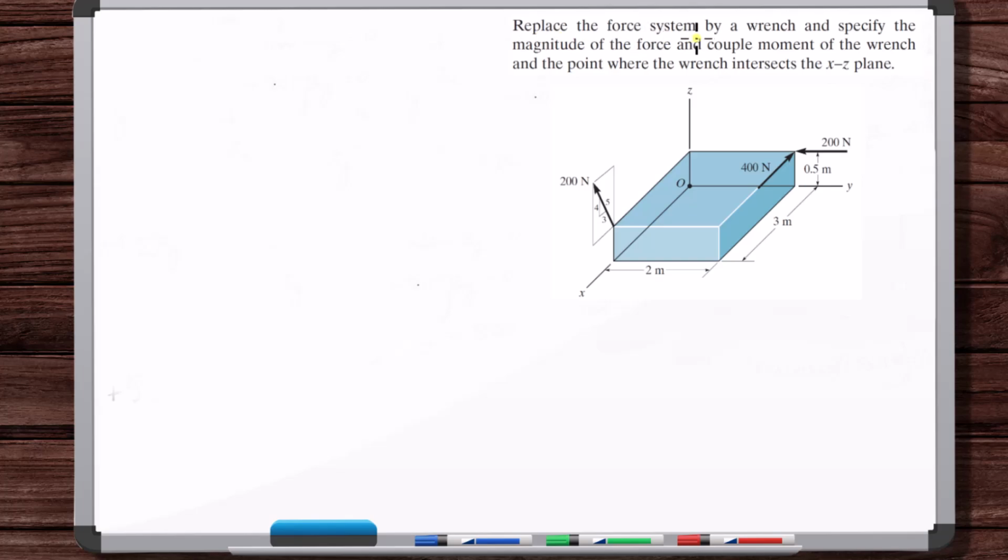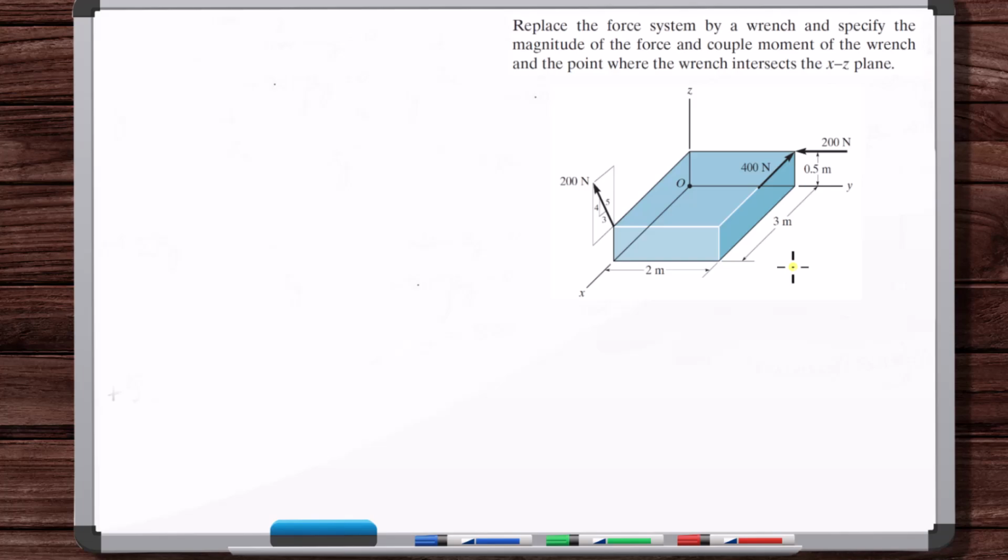Replace the force system by a wrench and specify the magnitude of the force and couple moment of the wrench and the point where the wrench intersects the XZ plane. Okay, so we want to reduce this force system. There's no couples, but if there was a couple, we could reduce that as well to a wrench.